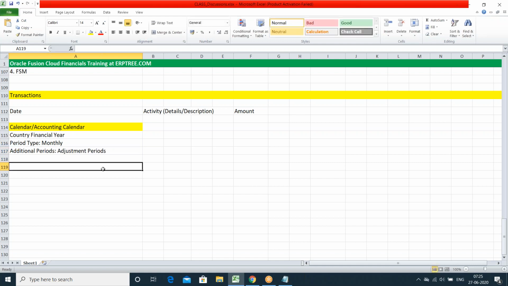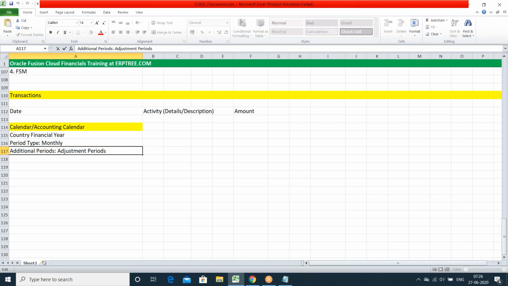Okay, so that last period is basically the adjustment period. Yes, that's why it's a 13 period calendar. Exactly. If you want to take 2 adjustment periods, your calendar will become a 14 period calendar. That's all. Okay.